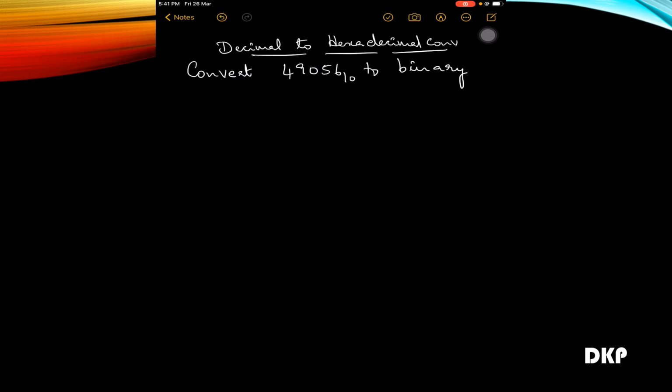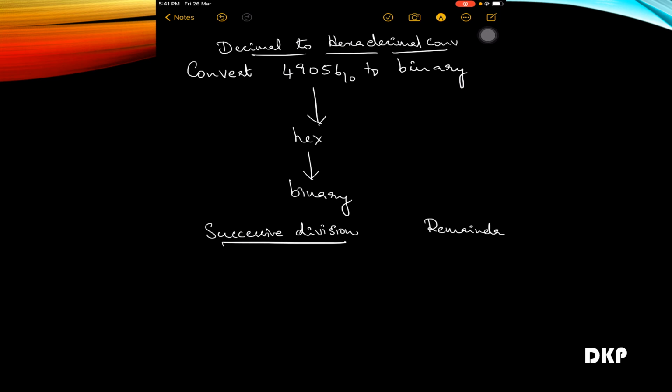Here is another example. Convert 49056 to the base 10 to binary. Here the given decimal number is very large, so it is difficult to convert it to binary directly. What we have to do is first convert this to hex, then convert hex to binary. Here also you have to do the successive division, then find the remainder. While finding the remainder, you will get the decimal value. That decimal value should be converted to hex, and then we will convert each hex digit to binary. This is the method that we are going to implement here.